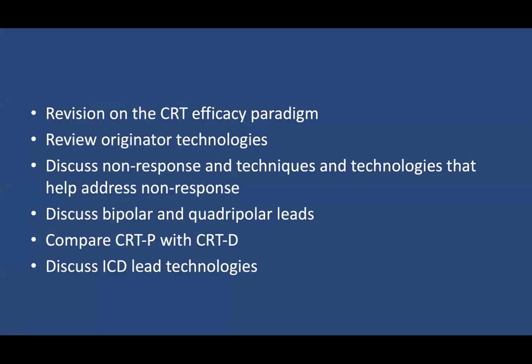We'll talk about the CRT efficacy paradigm, why CRT works and in which patients it works, and which technologies were originally devised in order to deliver CRT. We'll discuss non-response and the techniques and technologies that help address non-response. I'll talk a little bit about bipolar and quadripolar leads and about CRTP and CRTD from a technological point of view and discuss ICD technologies.